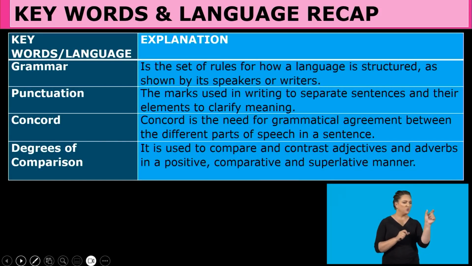Then the keywords that we used in our lesson were grammar, and remember this is a set of rules, okay, of how language is structured, remember by speakers as well as writers, okay. Punctuation, remember how we applied the rules of punctuation for separating sentences in order to clarify meaning. We also looked at concord, this is the agreement of subject and verb in a sentence particularly, and then our degrees of comparison, looked at the comparison and contrasting of adjectives as well as adverbs. And remember, there were 3 areas that we focused on, the positive, the comparative, and the superlative.